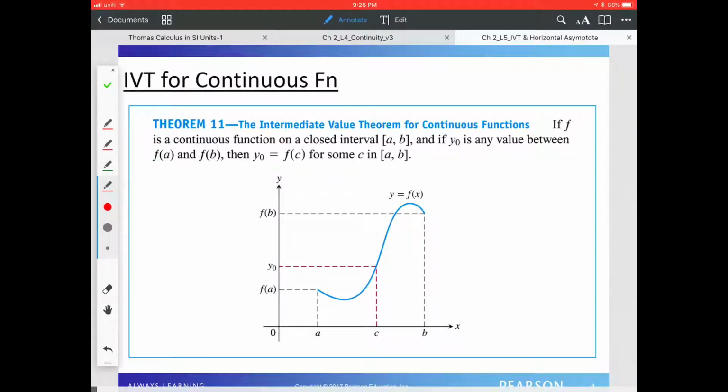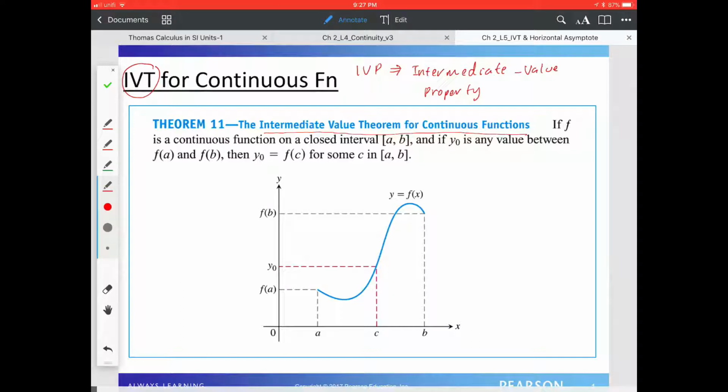Hi guys, now we'll proceed with this lesson, which is on the intermediate value theorem for continuous functions, or I will call it IVT. Another term also related is IVP, or you can say the intermediate value property.